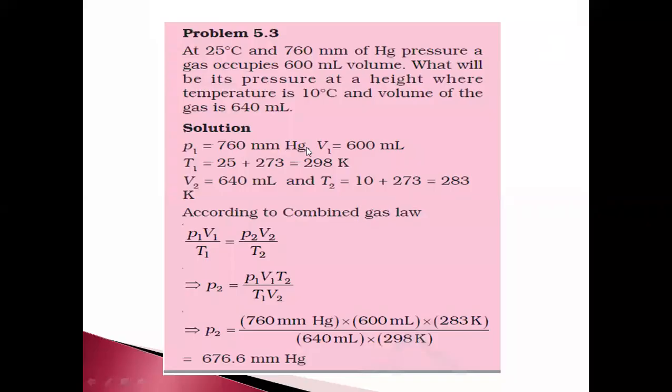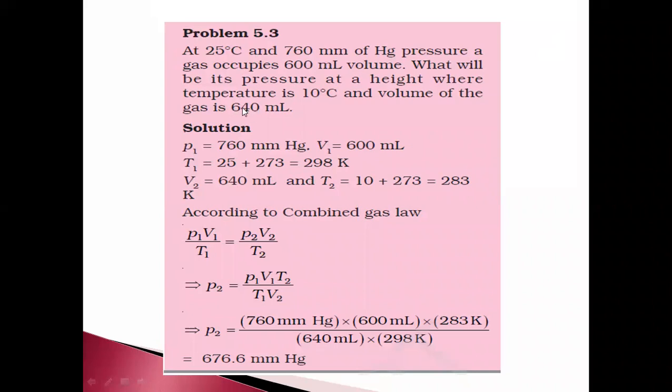As you can see here, the temperature is given, the pressure is given over here. Just substitute the values. First of all, what is given? Pressure is 768 mm mercury, volume is 600 ml, temperature is 25. Always remember that you have to convert to Kelvin. So volume is 640 ml. How does 640 ml come? Let me tell you over here.